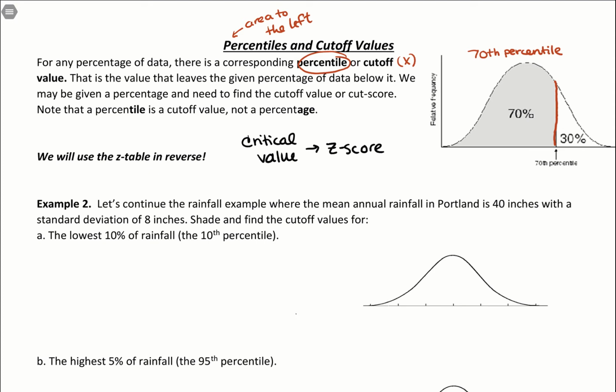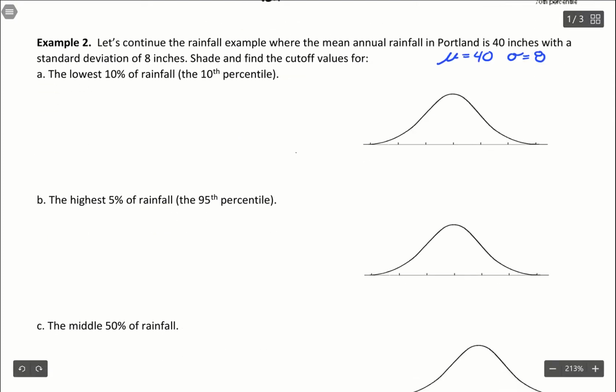So let's go back to our rainfall data. Again, we have that mean of 40 and standard deviation of 8. With these questions, they're telling us about a percentage. So we're going to look at these three cases: the lowest 10%, the highest 5%, and the middle 50%. And what we want to find is the rainfall that's the cutoff for the lowest 10% or highest 5%. Or in the case of the middle 50%, we'll have two cutoff values.